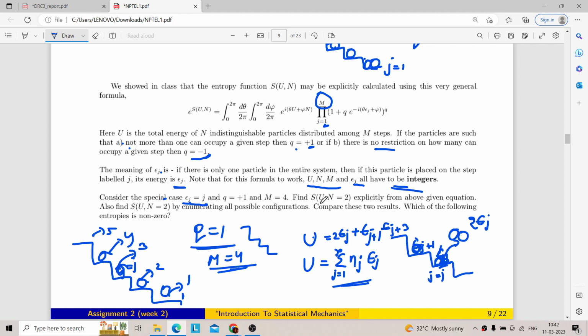And then we are told to calculate S for N equal to 2, that means we have 2 particles and 4 stairs, and they are fermions, that means we can arrange them one in each stair, and we have a total of 4 stairs. So we have to arrange them in such a way, and we have to find the entropy for that, right? Let's do this.